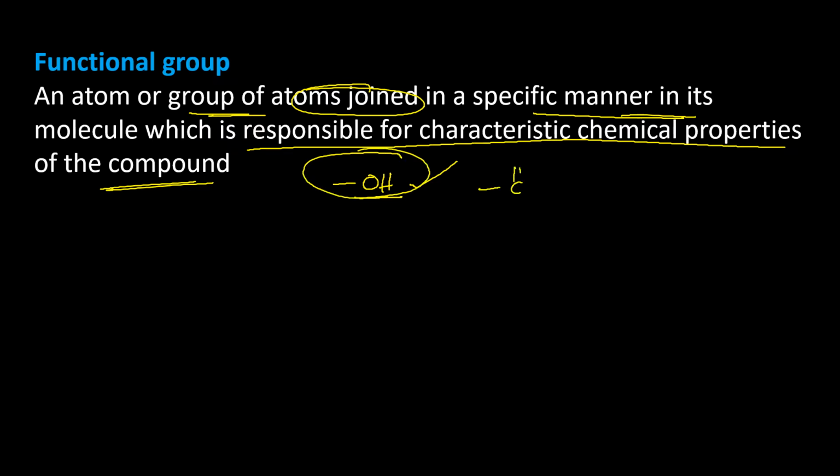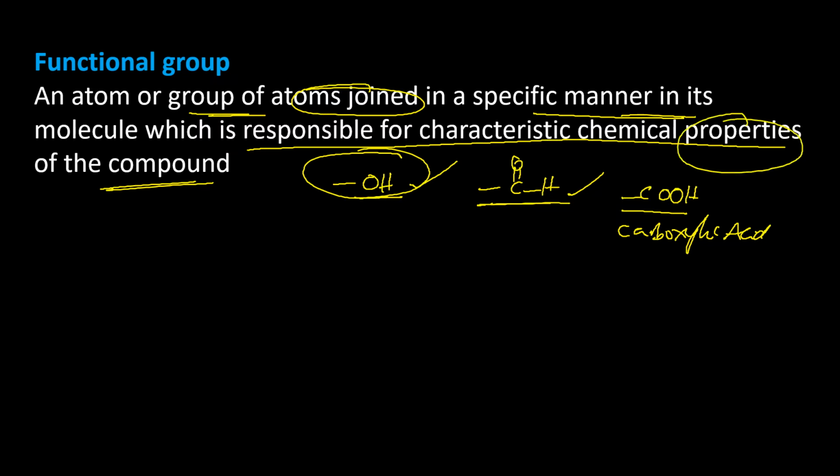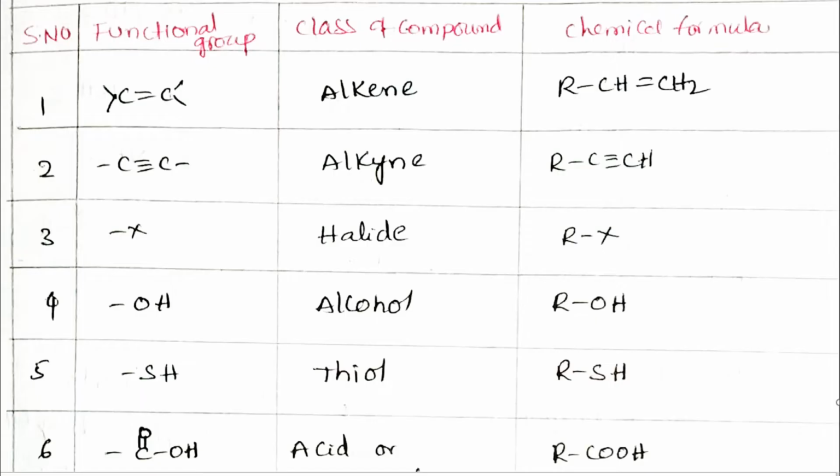Similarly, aldehyde, CHO, is also responsible for the characteristic properties of that particular compound. That means the property of a compound depends on these functional groups, such as COOH, which is known as carboxylic acid, or aldehyde, alcohol, etc. So these are the groups of atoms which are responsible for the chemical properties of the molecule or compound. Those are known as functional groups.